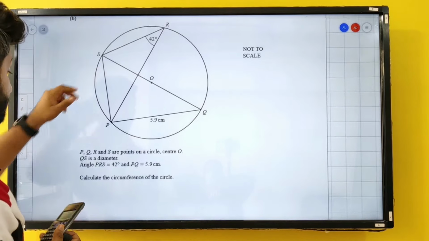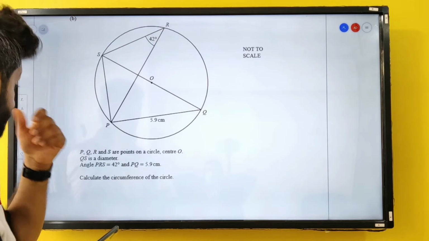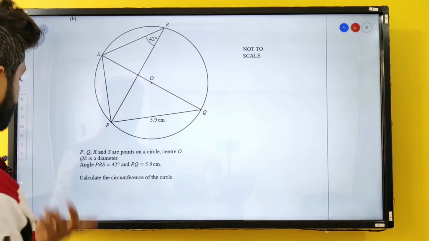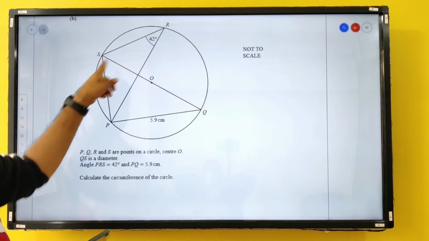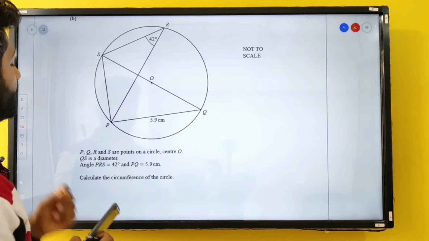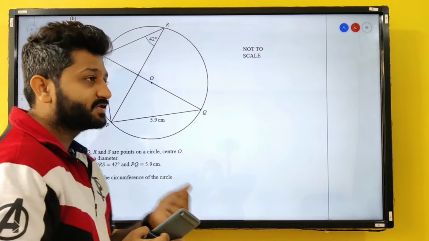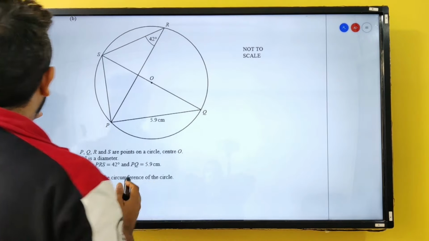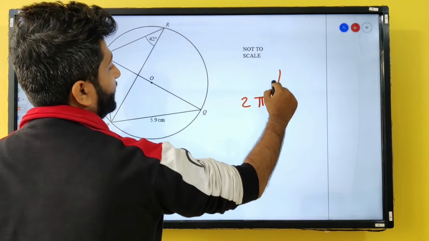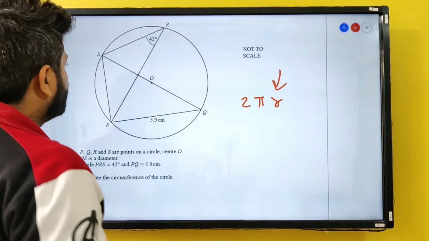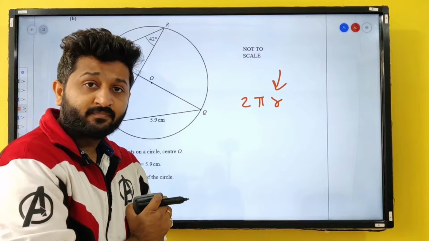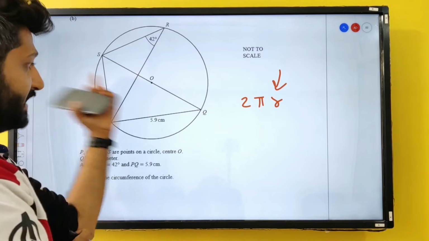Part B. PQRS are points on a circle, and O is the center. QS is the diameter. Angle PRS is 42 and PQ is 5.9. Calculate the circumference of the circle. So circumference is nothing but 2 pi r, but for that we need to find r first. How to find r? If we find the diameter and divide it by 2, we'll get our radius.